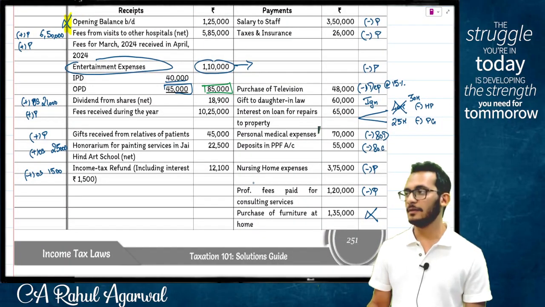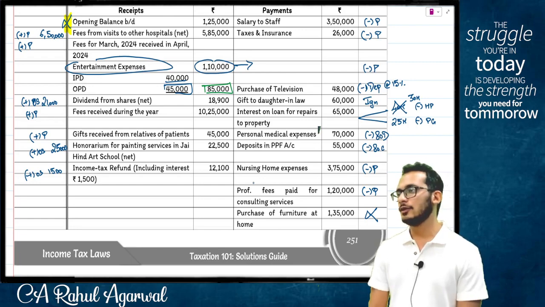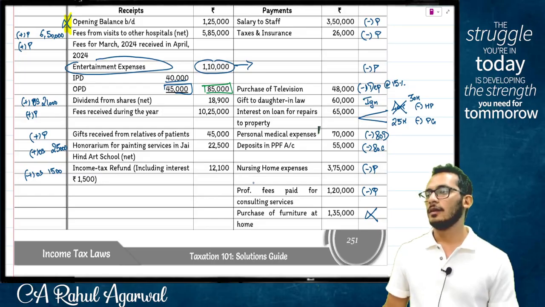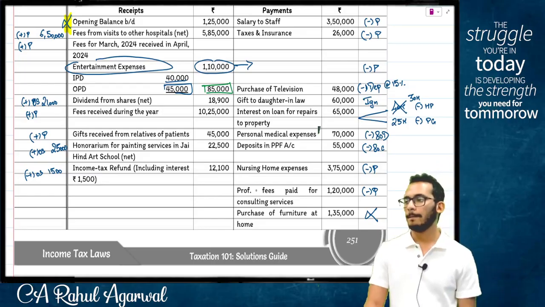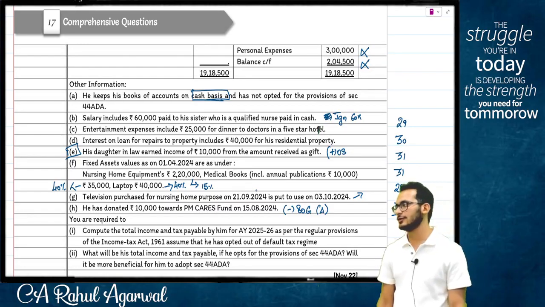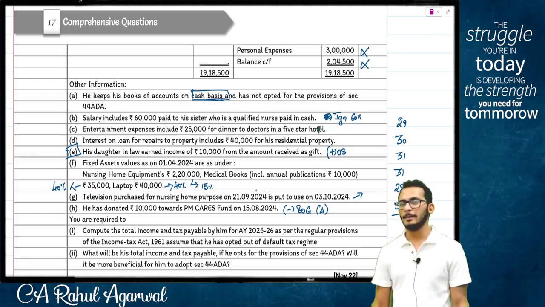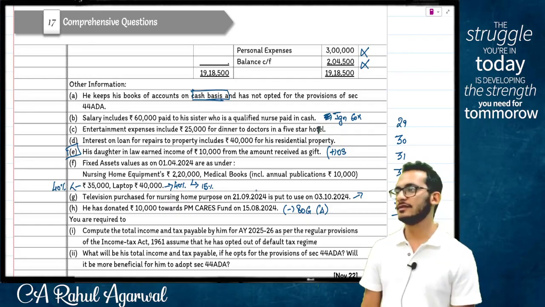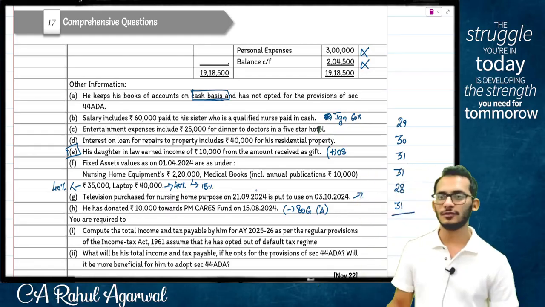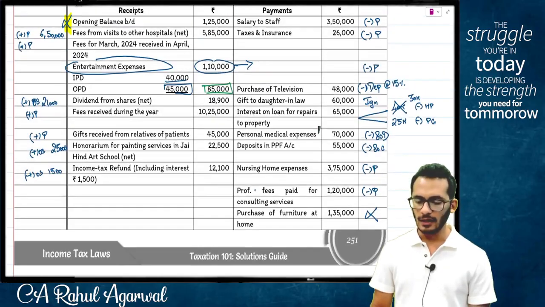Next line says less payments. Under that, the first item is salary to staff. Open brackets, 3,50,000 minus 60,000 paid in cash, which is 2,90,000. Clear? Yes. With this, I'm done with additional information number 2 also.